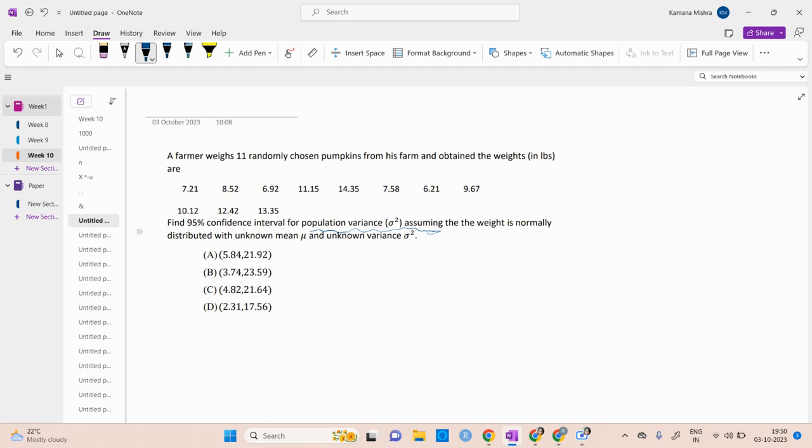Okay, so we are not finding the confidence interval for the mean, we are finding the confidence interval for the population variance sigma square. So this is given here. Okay, so now in this part, what we do is that we use the chi-square statistic. Why do we use it? Just tell you.